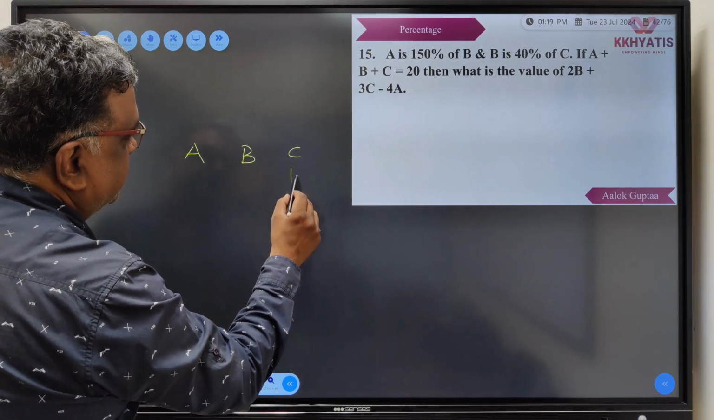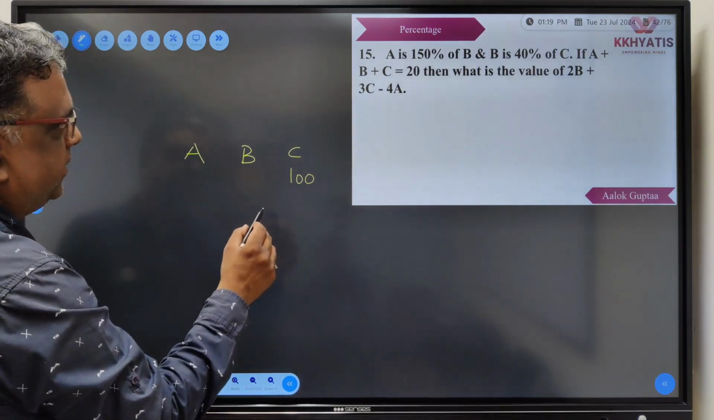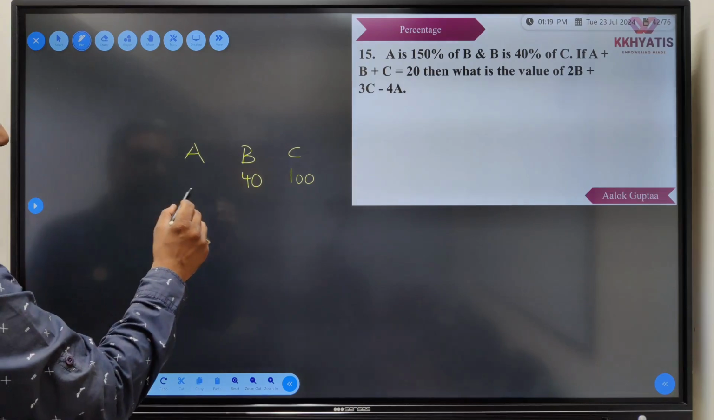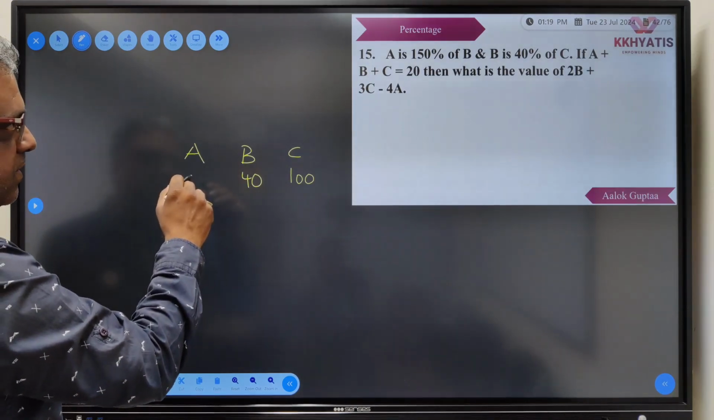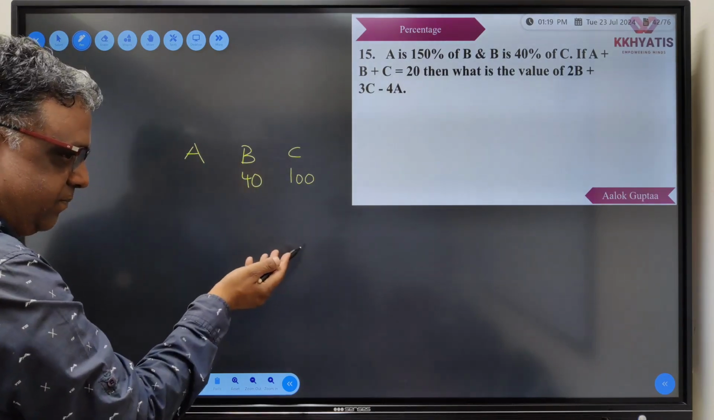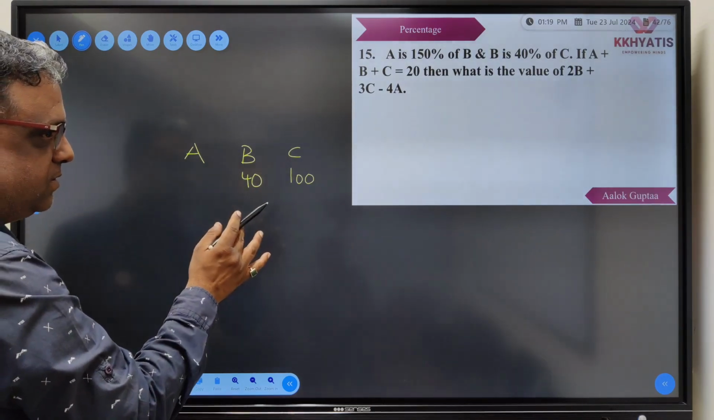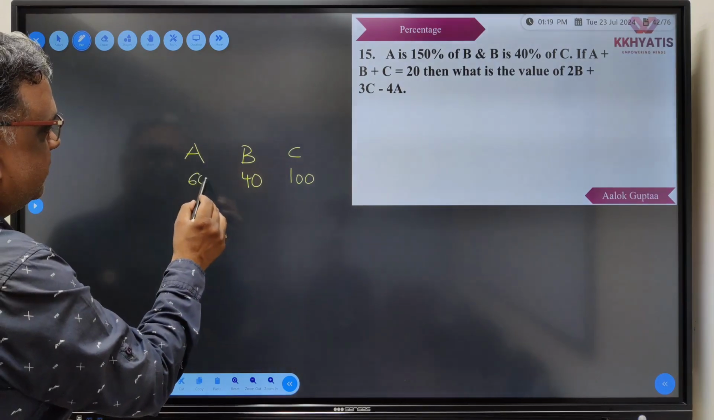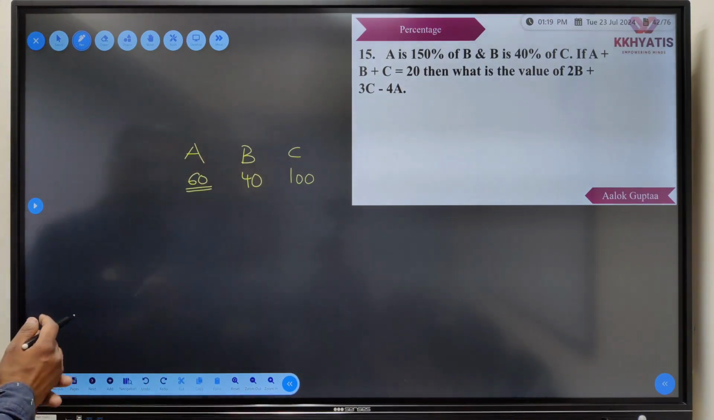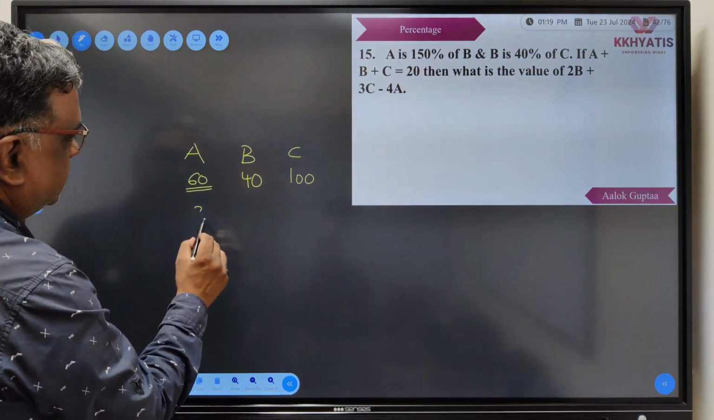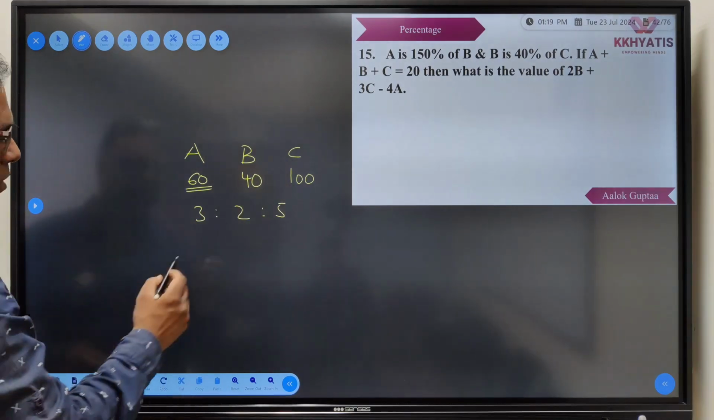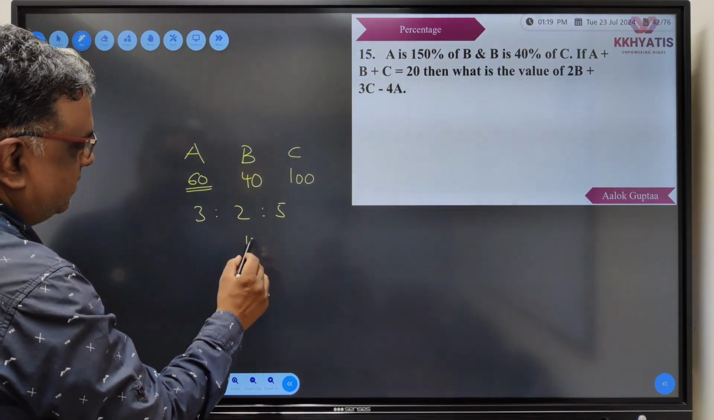If I take C as 100, B is 40% of C, it becomes 40. And A is 150% of B. So 100% is 40 plus 50% is 20. So it should be 60. 40 plus 20, 60. 150% of B. So the ratio becomes 3:2:5 if I actually take the ratio. So the sum of the ratio is 10.